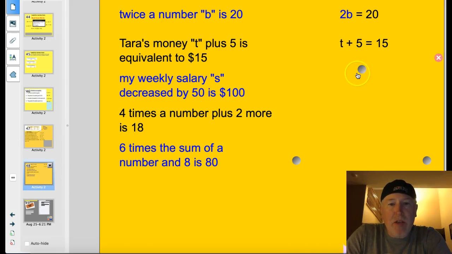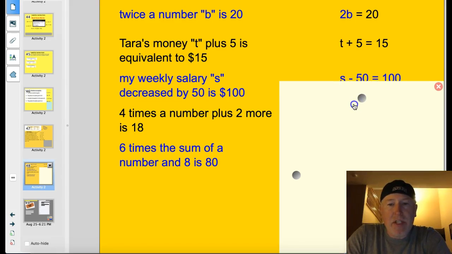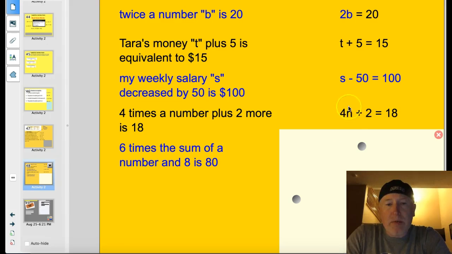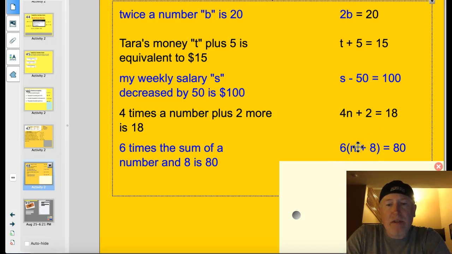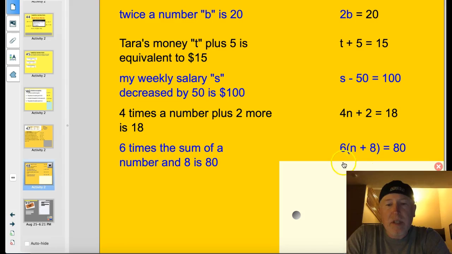My weekly salary S decreased by 50 is $100. Weekly salary decreased by 50 equals 100. 4 times the number plus 2 more is 18. 6 times the sum of a number and 8, there's your parentheses, is 80, equals 80.